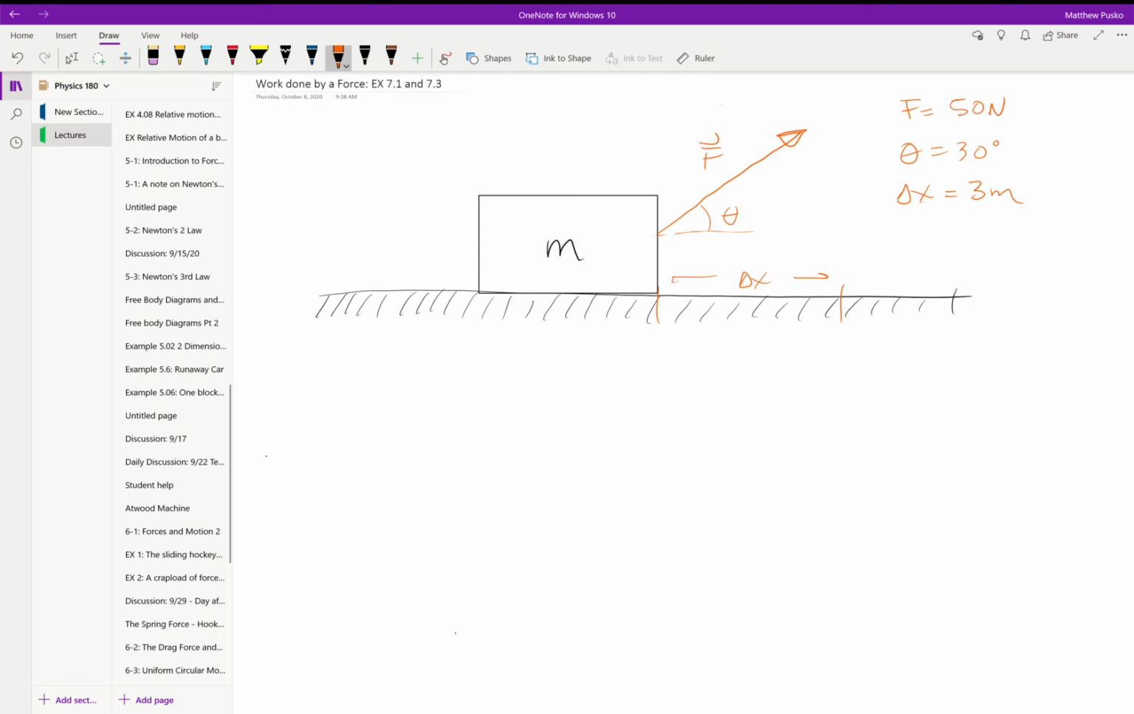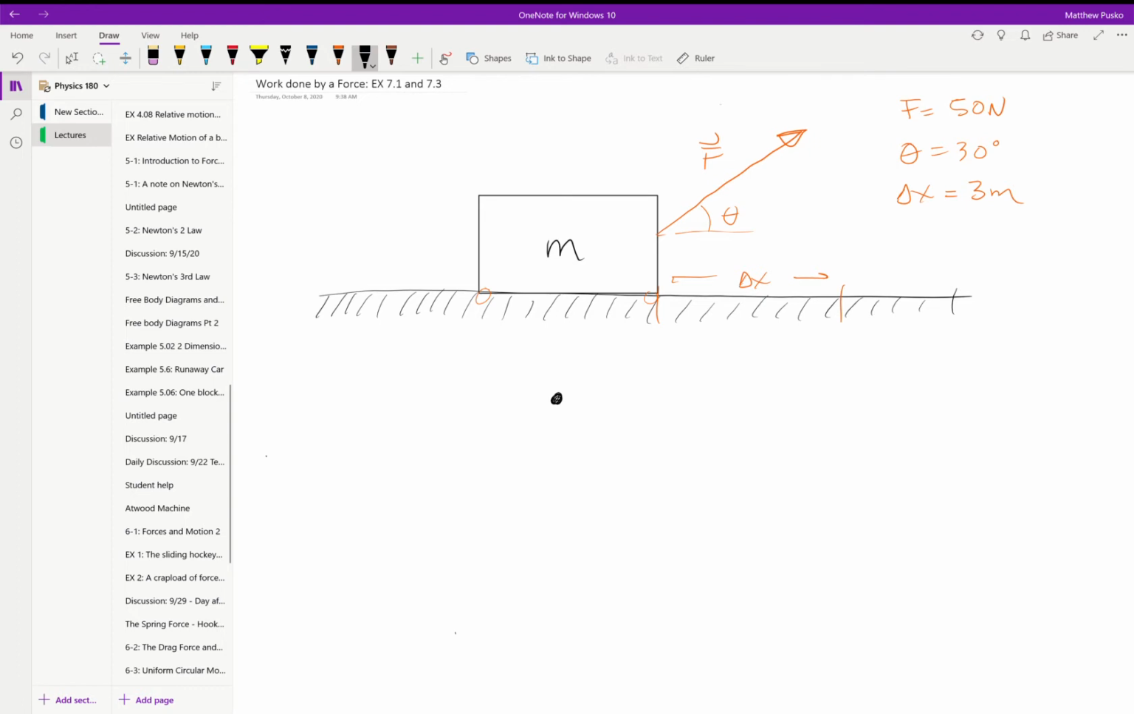Alright, let's try this again with sound. Example 7.1 has someone pulling on something like a shop vac, so it's something sitting on wheels. There may or may not be friction. In this case there's none, but let's do a free body diagram on it first.